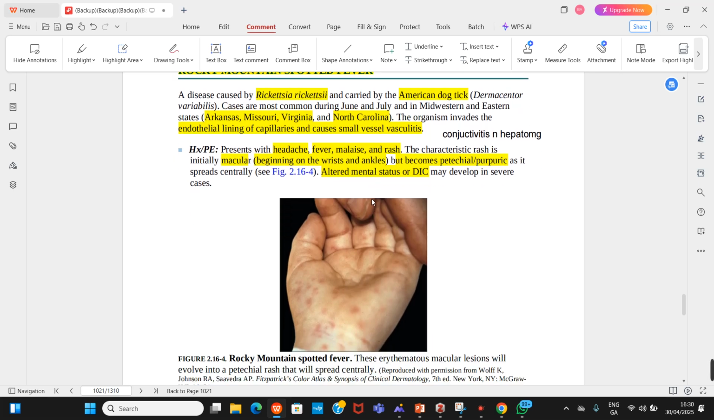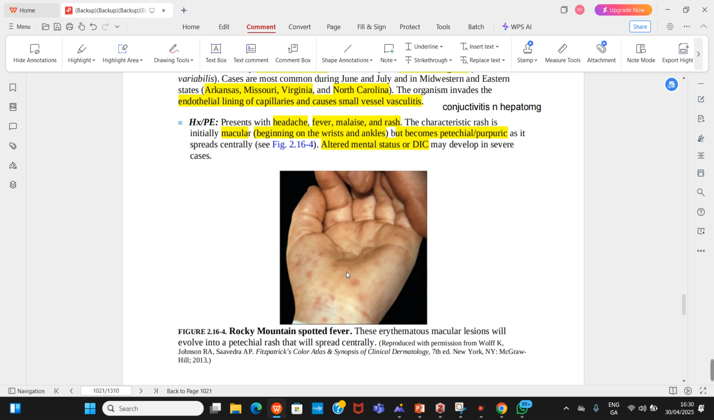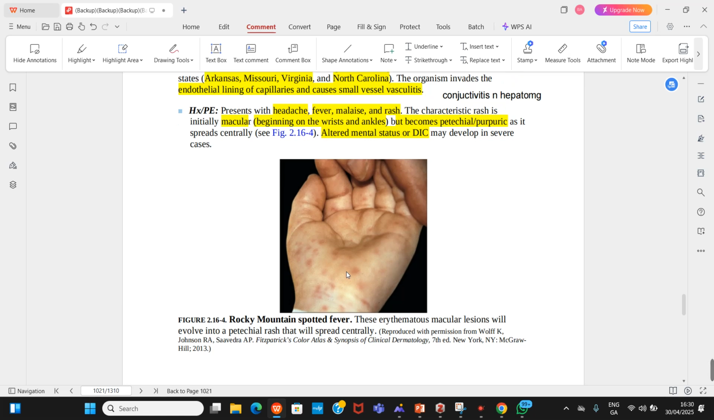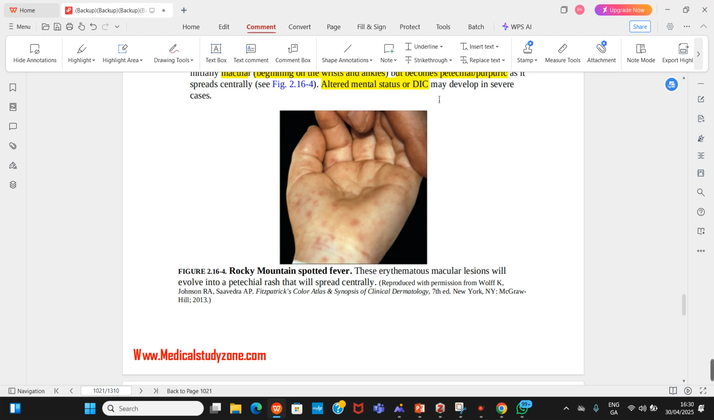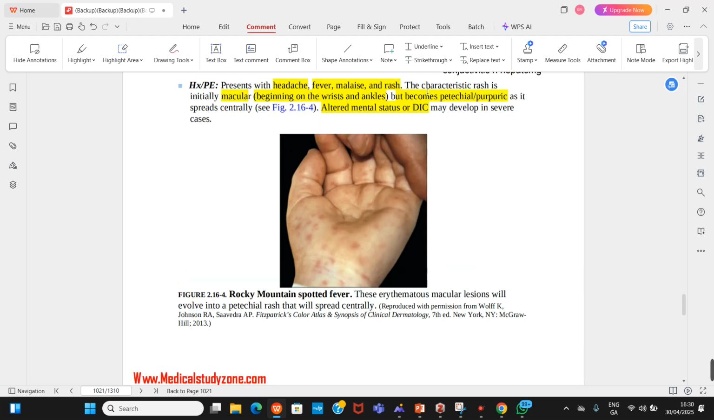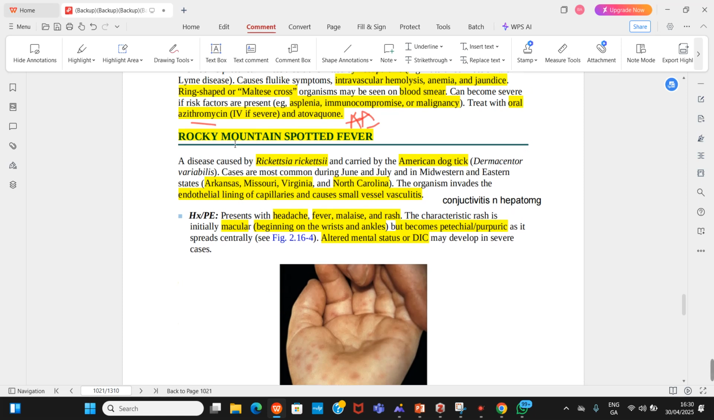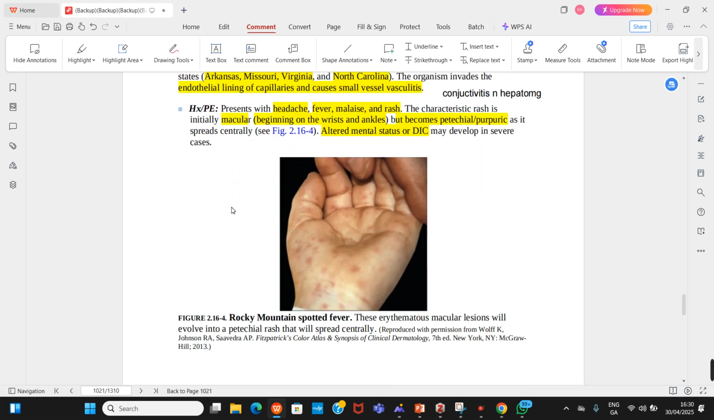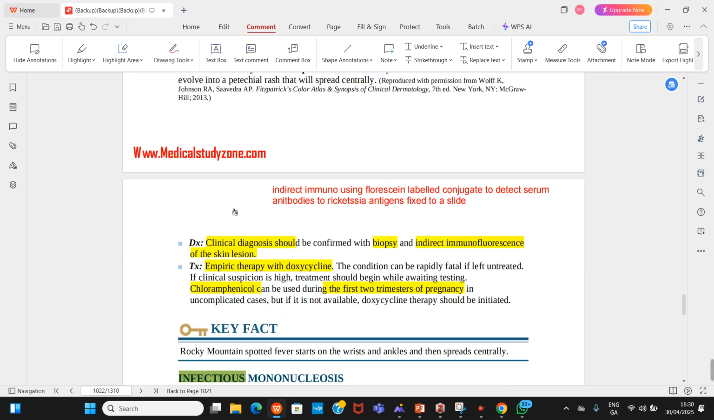So it might be macular initially, but later it will change to the petechial or purplish rash that will now start moving inward. So from the wrist and ankles to the soles and the palm, then inwards to the abdomen, the legs, like that. Sometimes it can progress to DIC. DIC is a very serious complication of Rickettsia rickettsii infection. So you want to quickly treat with doxycycline to prevent progression to DIC.